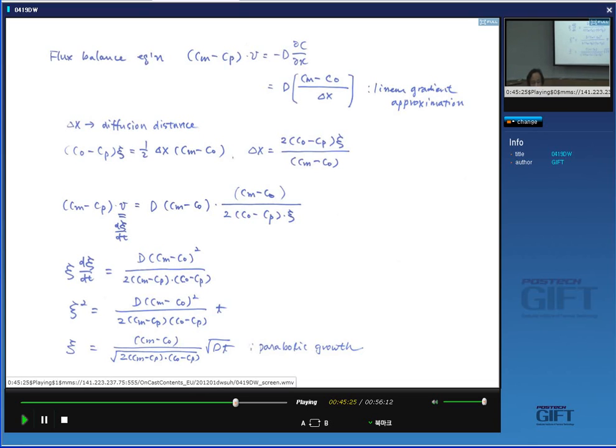Okay, so even though we assume a very simplified form of concentration gradient, the underlying physics can be captured. The movement of the interface is proportional to square root time, which means parabolic growth. Those kinds of concepts can be captured even with the simplified approach.